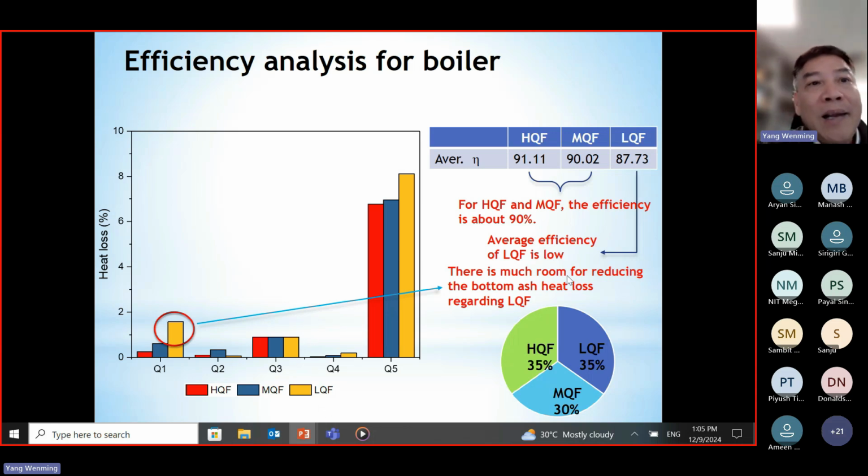By analyzing the samples we collected, we noticed that about 35% of the fuel samples are low quality fuel, about 30% are medium quality fuel, and about 35% are high quality fuel. Here we show you the average efficiency. High quality fuel efficiency is about 91%, medium quality fuel is 90%, and low quality fuel is 87.7%.